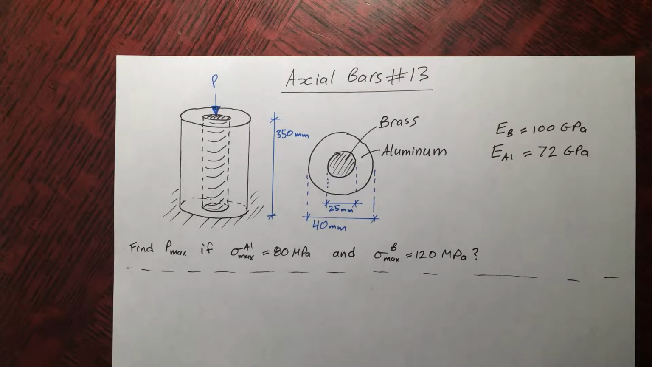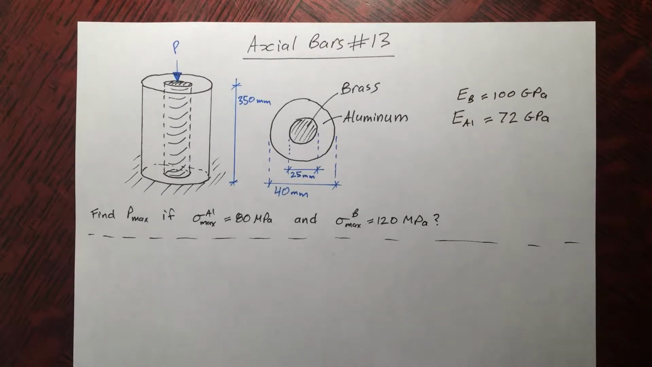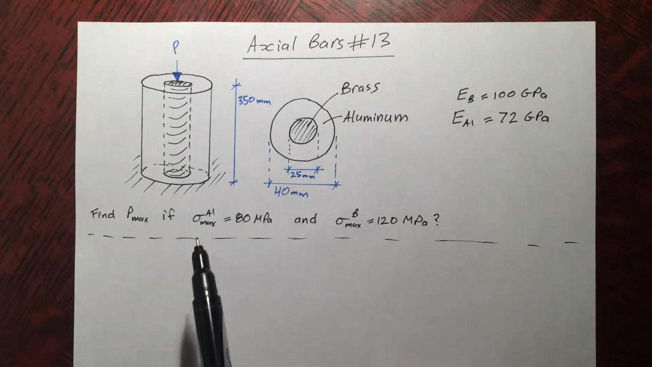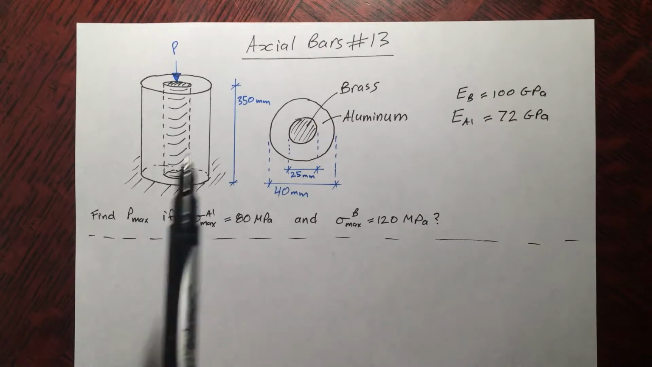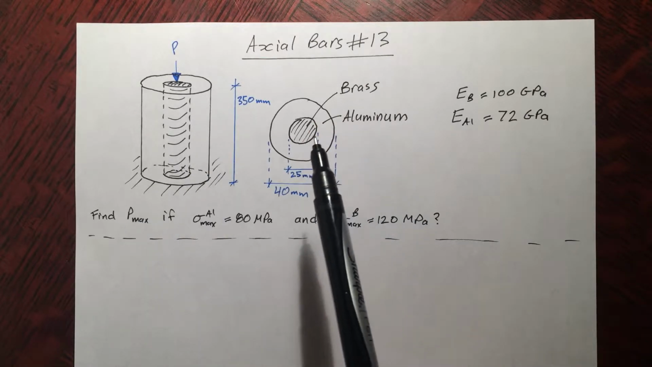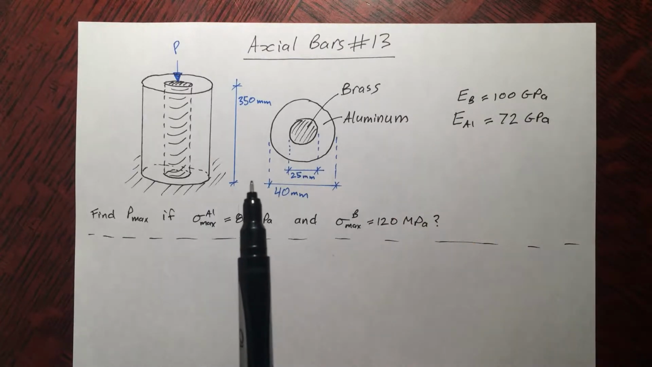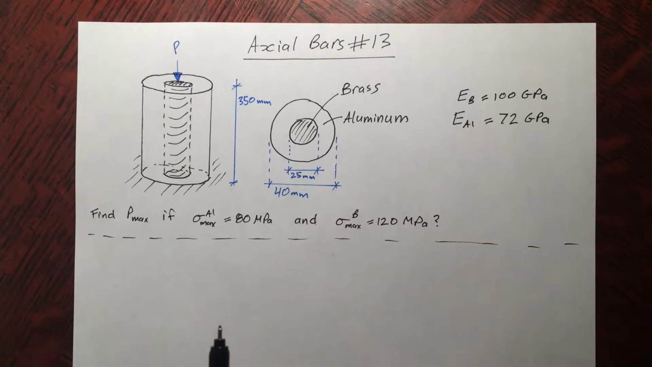So before we get started, let's just try to understand a little bit more about what this question is actually asking us. So we have this cylinder, if you will, that has a core made out of brass and it has a casing of aluminum. We're pushing down on it, and at a certain stress in the aluminum, 80 megapascals, something's going to happen to that aluminum. It's going to fail, it's going to break, something bad's going to happen.